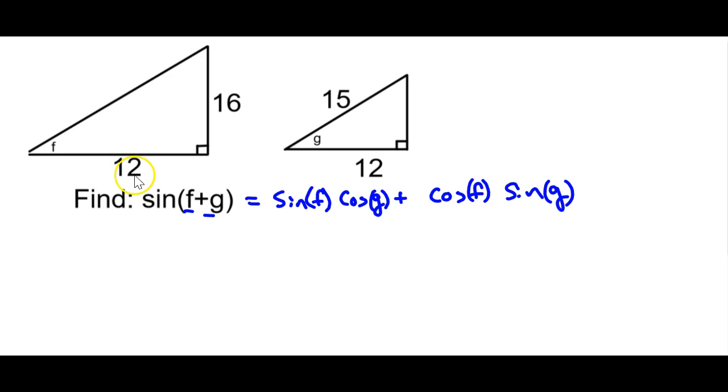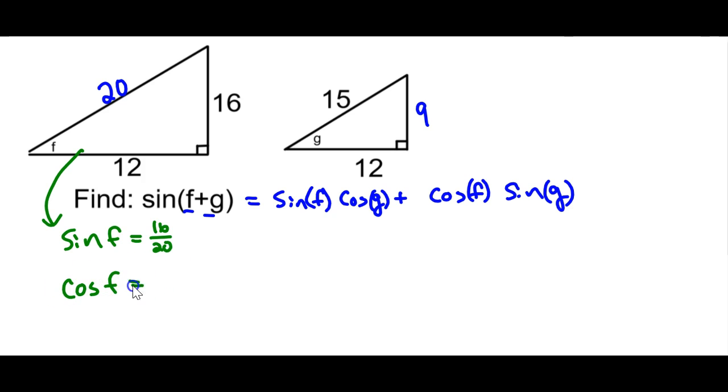So using the Pythagorean theorem, we say 12 squared plus 16 squared. Square root it, you should get 20 right here. And then 15 squared minus 12 squared is going to give you 81. Square root it, and you'll get 9 right here. And this will allow me to say, okay, over here on this triangle, the sine of f is the opposite 16 over the hypotenuse 20. And then the cosine of f is going to be the adjacent 12 over the hypotenuse 20.